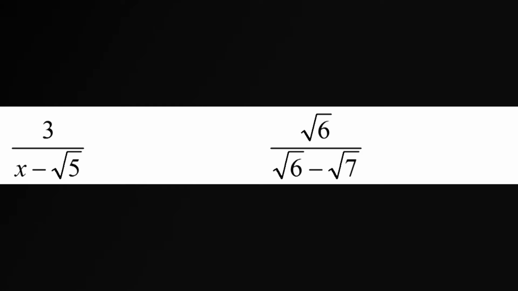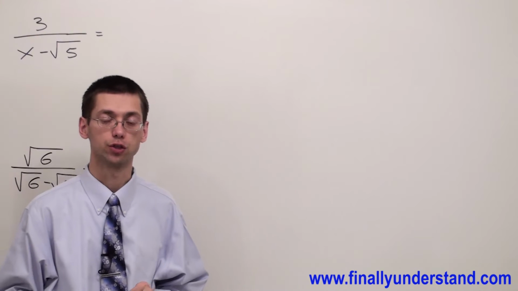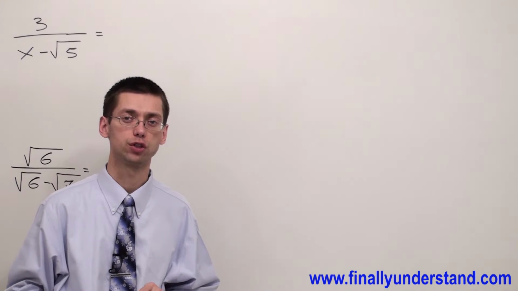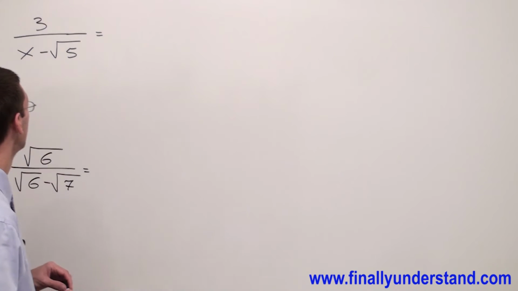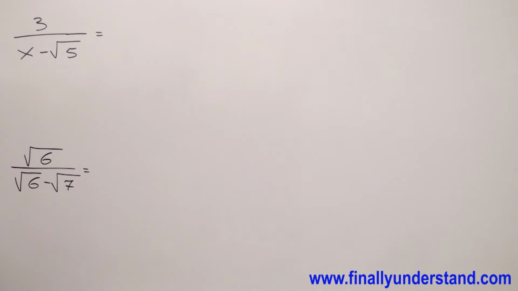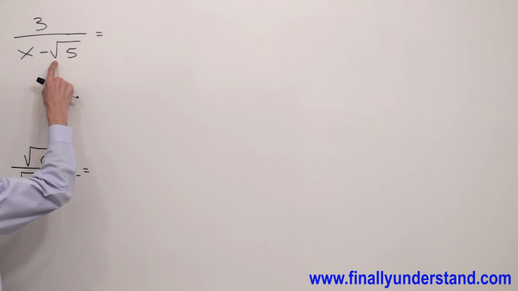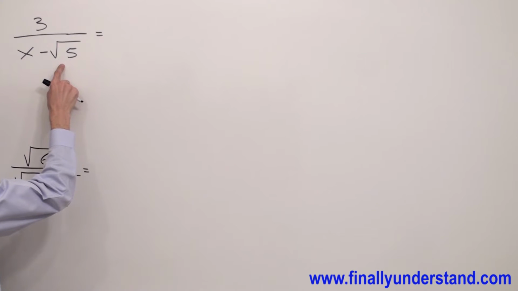Let's take a look at these two examples. Remember what we said about the radicals, especially square roots. We do not want to see square roots in the denominator. So, like we did before, we are going to do the same this time. We have to eliminate the radical from the denominator.